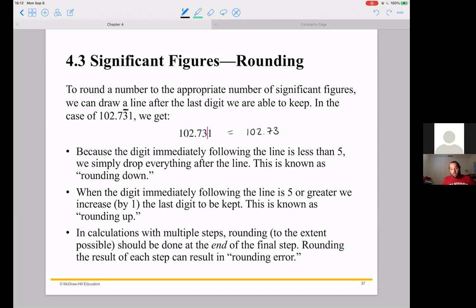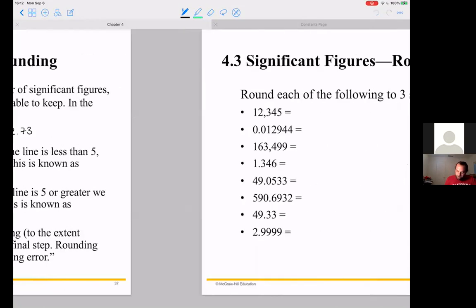What's important is that we won't do too many multi-step problems, but if it is a multi-step problem, you will never actually round until the very last step. We'll do some examples, but basically you want to carry all the digits that your calculator gives you. You can mark which one is significant, but you don't round until the very end. We'll see an example of that.